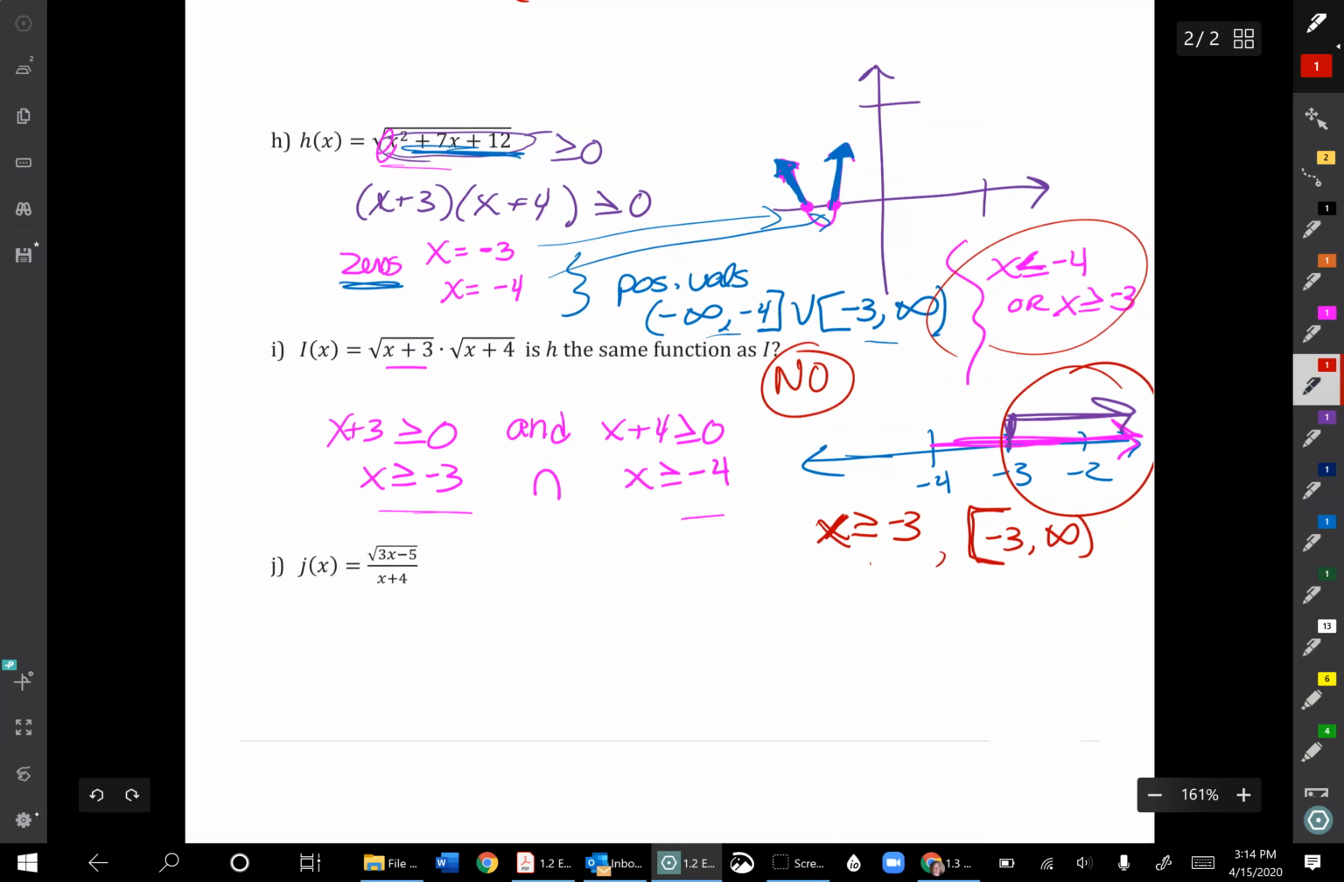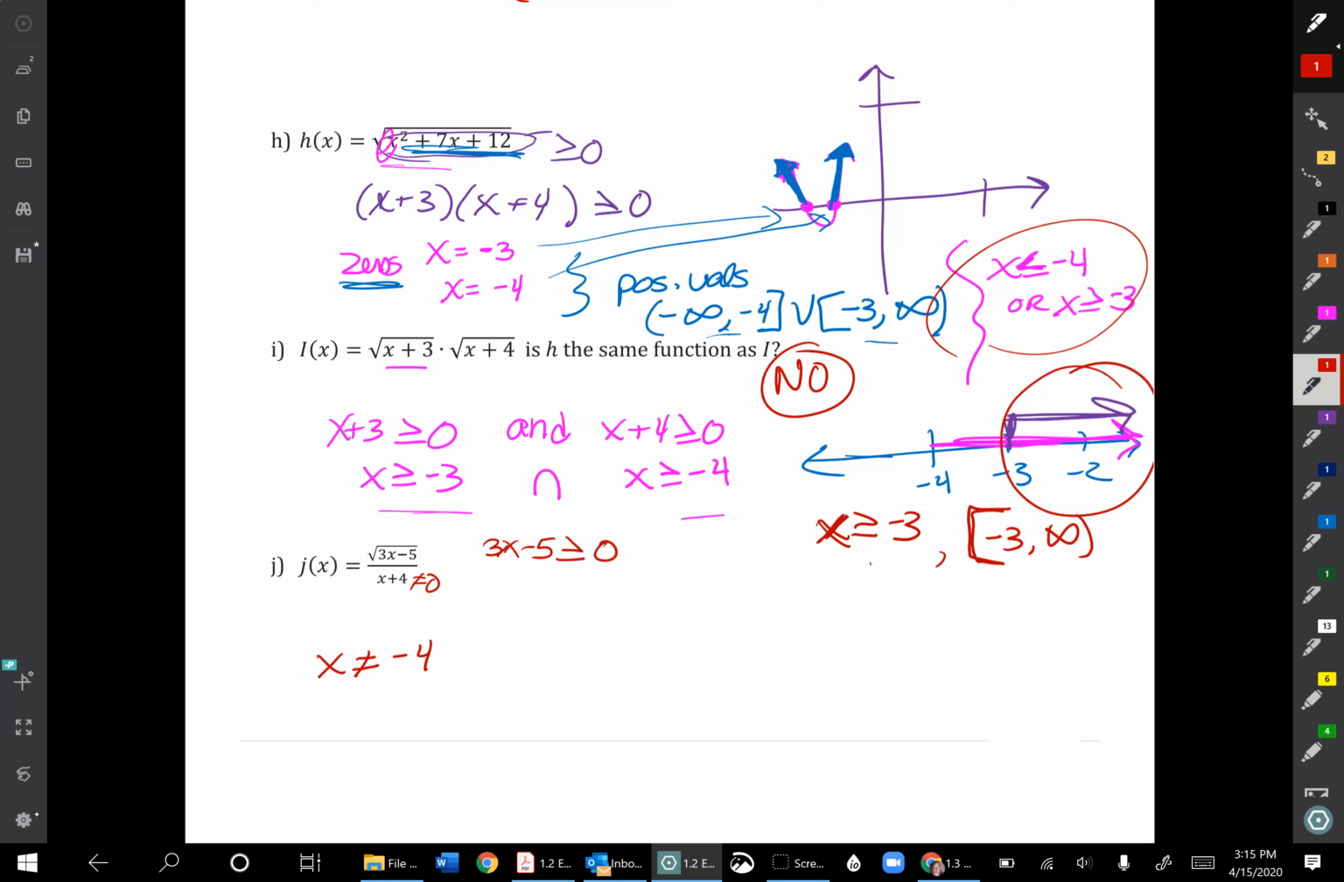The last one here is j of x equals square root of 3x minus 5, all divided by x plus 4. So we do need to look at both situations. We can't have a 0 in the denominator. We also need to have this inside, this 3x minus 5, the radicand, has to also be greater than or equal to 0. Okay, so let's take those in two separate pieces real quick, and then we'll be done. So we can't have x equal to negative 4.